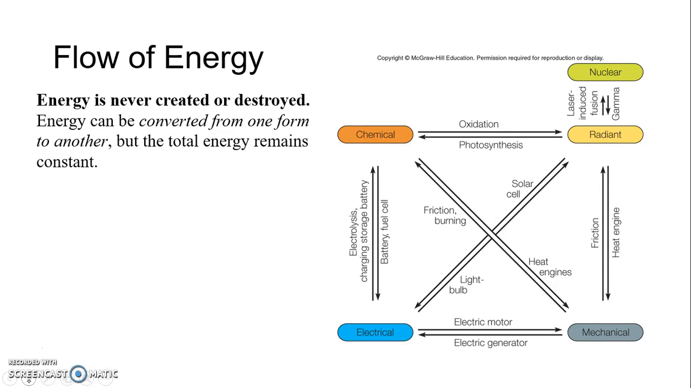Radiant energy to electrical would be, say, a solar panel. Going from electrical to radiant energy, that would be a light bulb. And you can see the process. These are the different types and examples of energy conversion from one form to another. What's important is that in each and every one of these examples, the energy is never lost. Energy is never created or destroyed. It's only converted from one type to another.